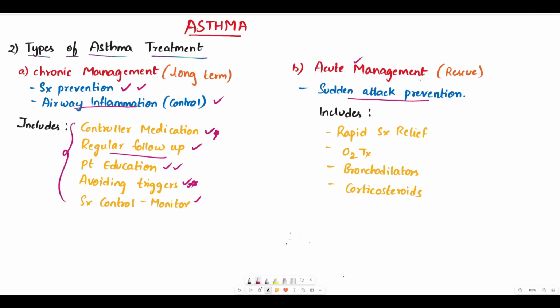In the acute management, the focus should be mostly on treating the sudden asthma attack. So this treatment mostly includes rapid symptomatic relief, and if needed, oxygen therapy should be given. And sometimes in acute management, bronchodilators can be used, that too, short acting bronchodilators should be given, and whenever it is indicated, systemic corticosteroids can be used. So, hospital referral for severe attacks can also be done.